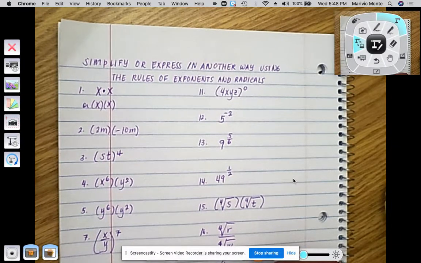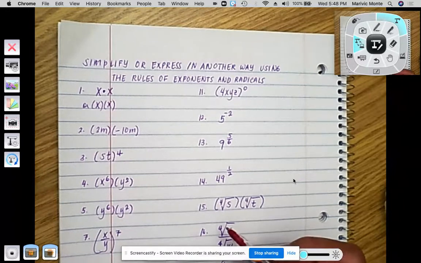Hi everyone. So let me go over this quick review where we have to simplify or express in another way these terms, these expressions, using the rules of exponents and radicals.